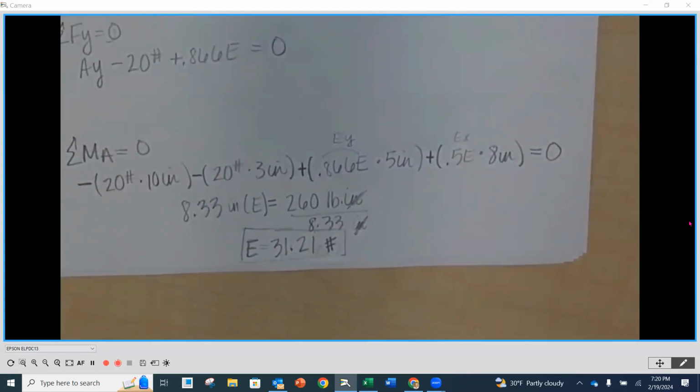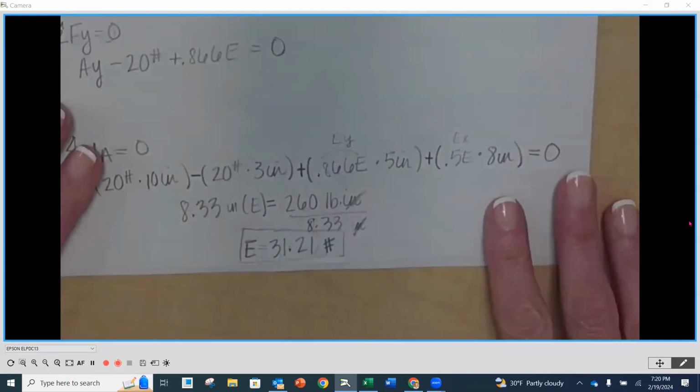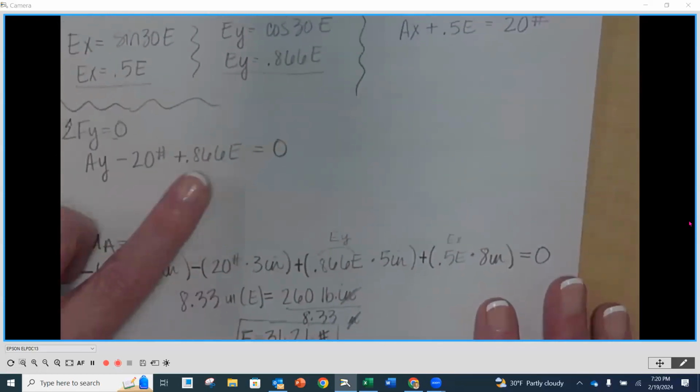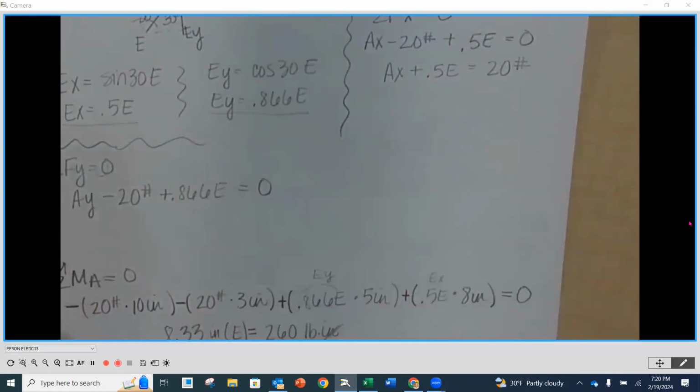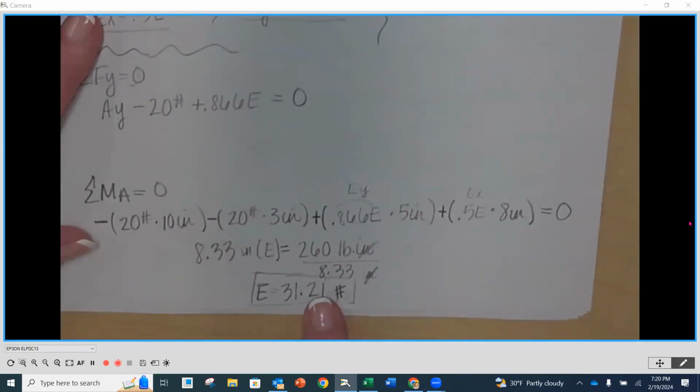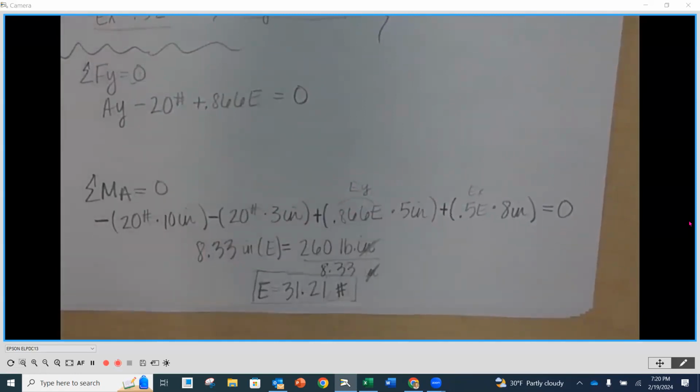All right, 31.21 confirmed. We're going to take that E and plug it back up into both equations, because we need to get AY and we need to get AX. So go ahead and plug your value of E up into here. I'm going to keep this here in case you need to double check that. I'm going to do my AY first.